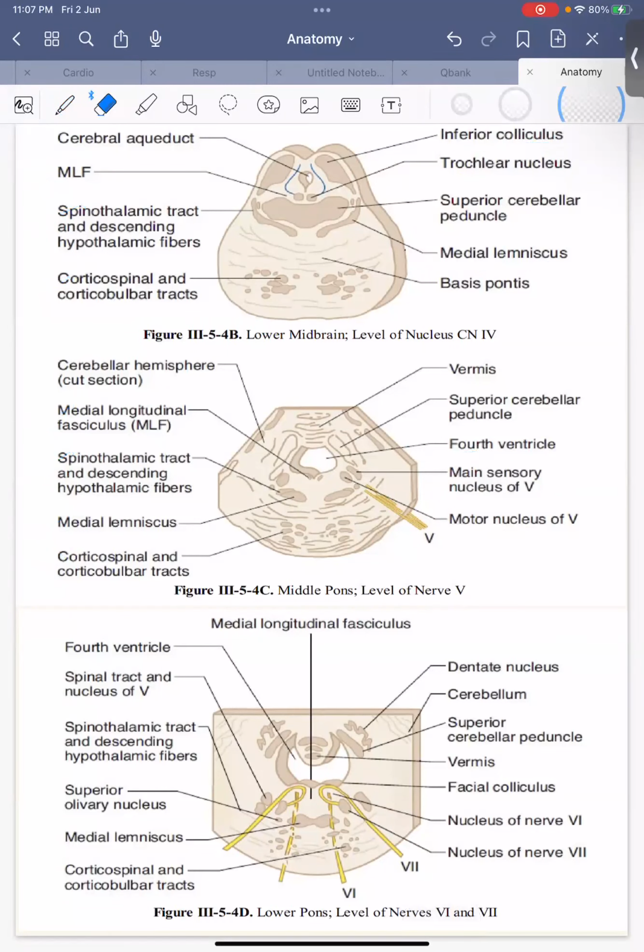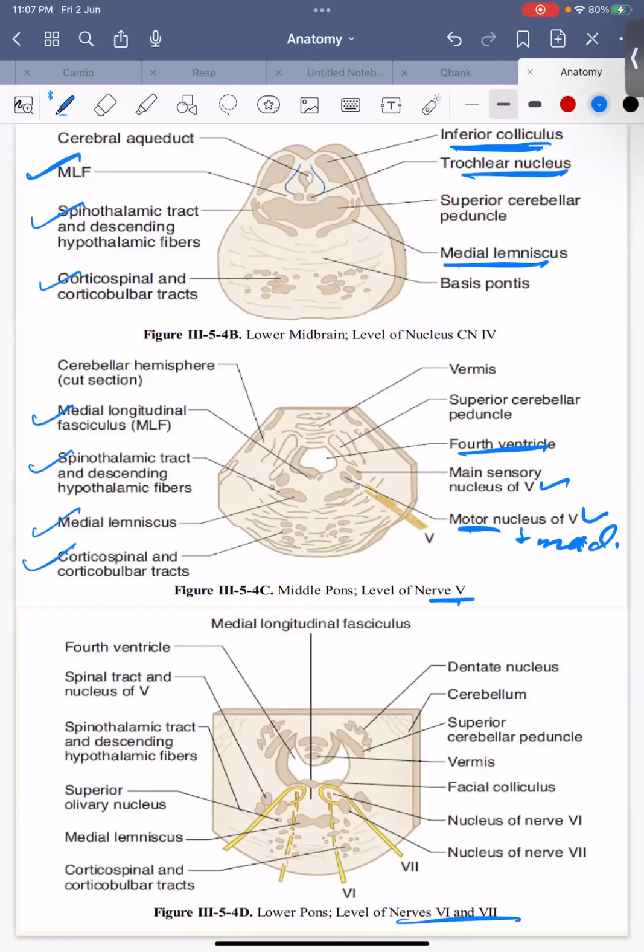Lower pons, you have the cranial nerve 6 and cranial nerve 7. Now you can see there is the nucleus of the cranial nerve 6. Now you have the nucleus of the cranial nerve 7. That is the facial nucleus. Now, the corticospinal and corticobulbar tract and medial lemniscus will be here. The superior olivary nucleus is at the level of the lower pons. Spinothalamic and rubrospinal fibers will also be there.